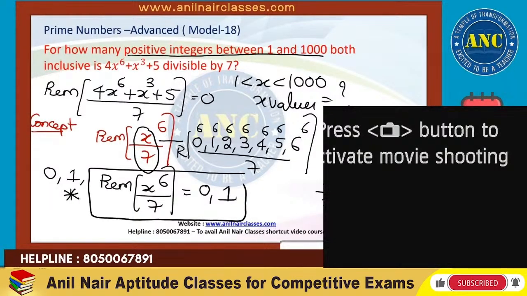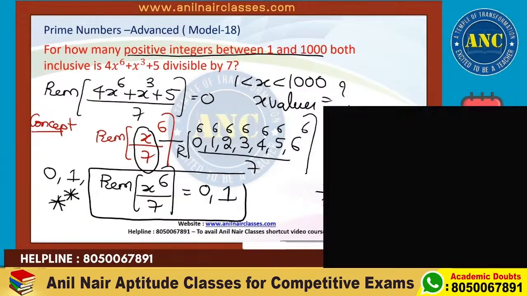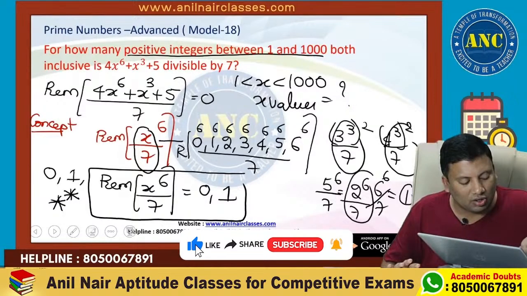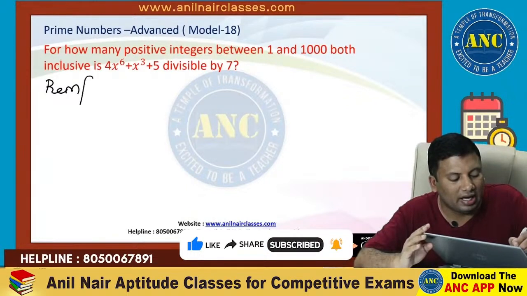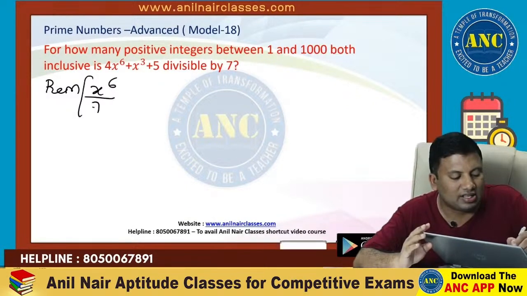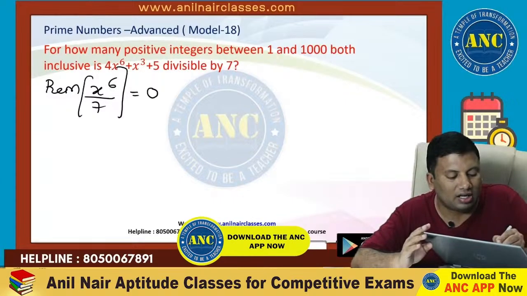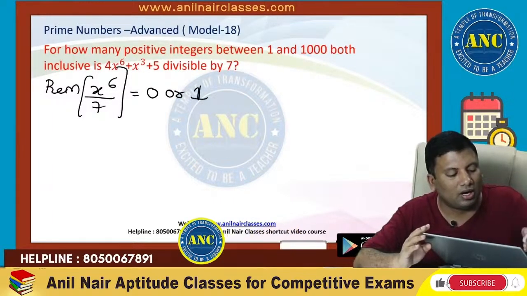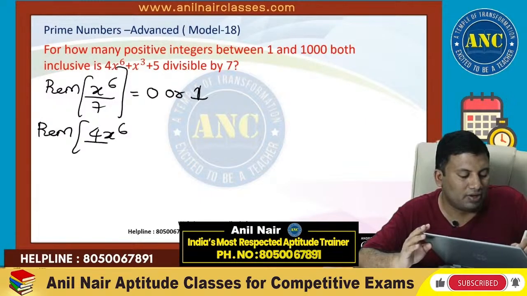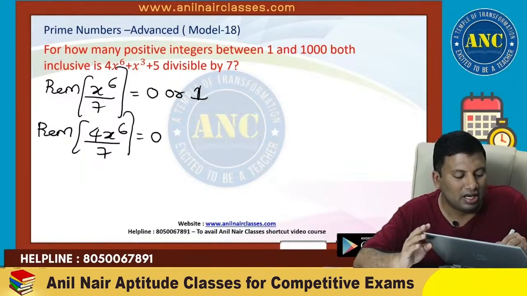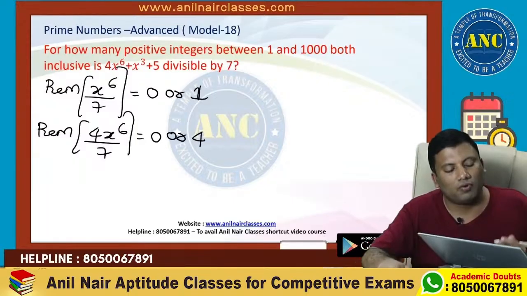This step I hope it is clear. Directly you can tell 0 or 1 by using Fermat's theorem, which I don't want to discuss right now. You take any number x, x power 6 divided by 7, I get remainder 0 or 1. But the question is 4x power 6. 4x power 6 divided by 7 is 0 or 4, since 1 times 4 is 4.